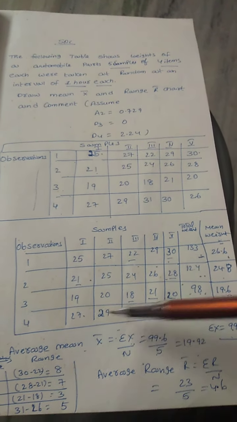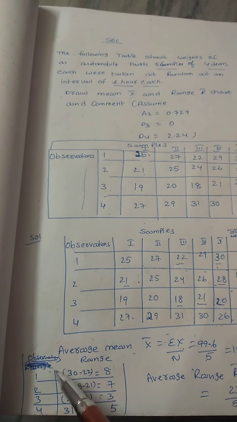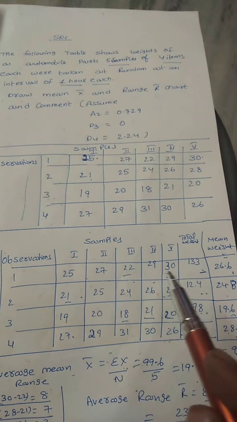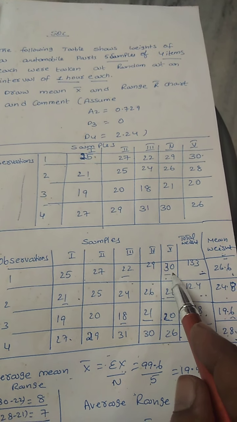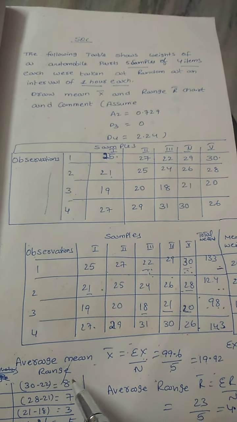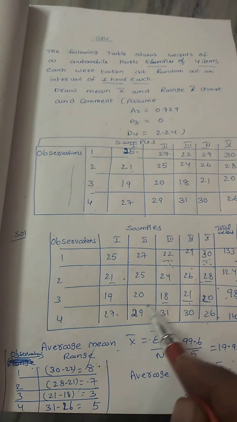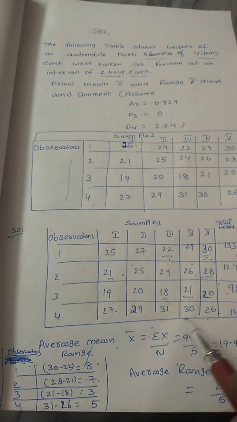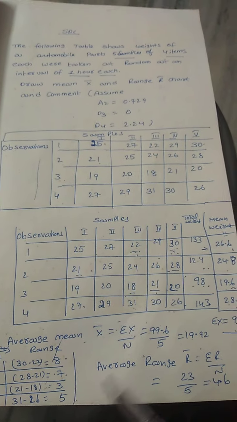So we don't know the range. How can you find the range? Just take the two tables, observation and range. In this type of situation, first of all, for range you should take the biggest value in all samples and the lowest value. Biggest value is 30, lowest value is 22. 30 minus 22, 8. And 28 minus 21, 7. 21 minus 18, 3. And here, what is the biggest value? 31. 31 minus 26, 5. So we got all the values 8, 7, 3, 5.